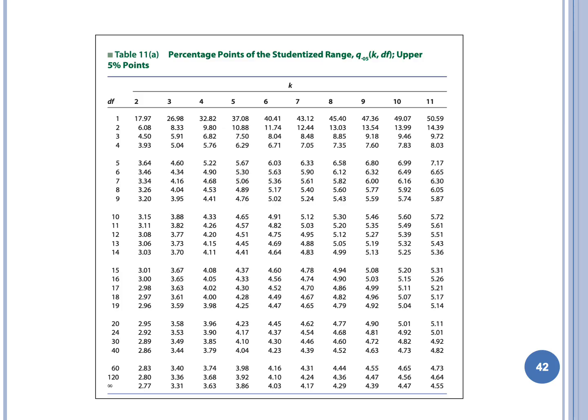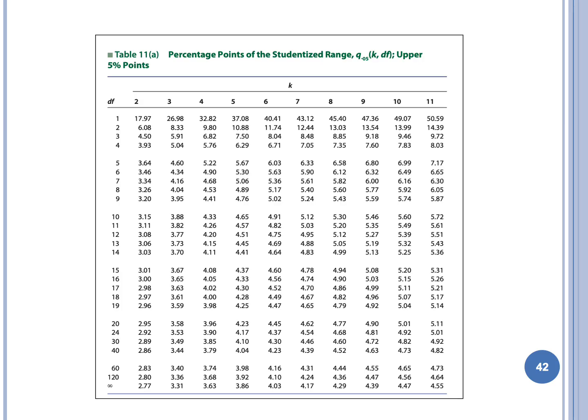By default, it's 0.05. So in our example, K is 3. Therefore, we have to find the column where K equals 3. And the degree of freedom is 9. Therefore, we go to the row where the degree of freedom equals 9. So the critical value in our example here is 3.95.